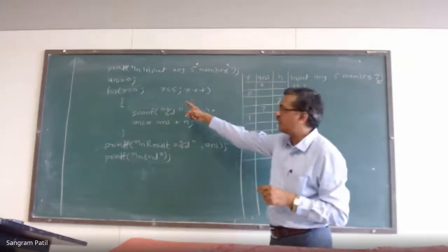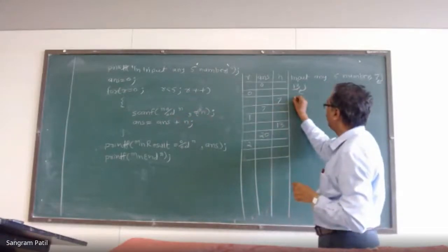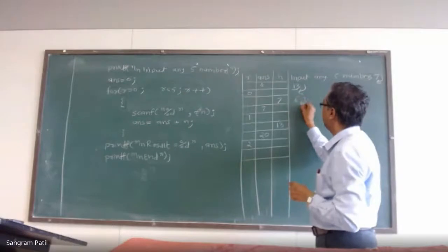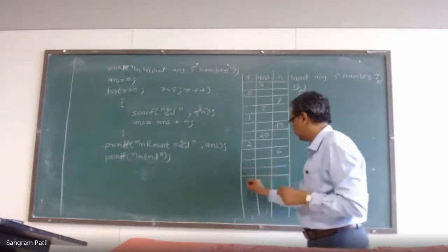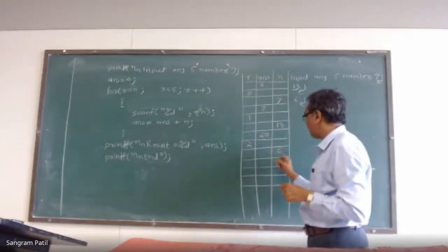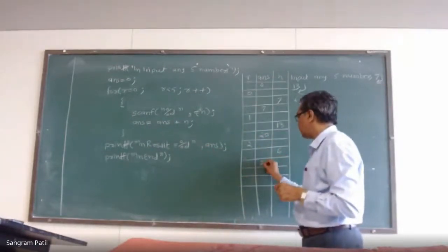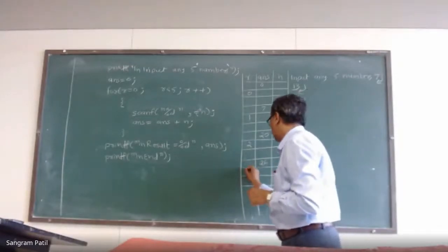Less than 5, yes. Curly bracket, scanf. Again it gives a blinking cursor. You have to input the value. If you input 6 and press the enter key, that 6 will be given to n. Then answer equal to answer plus n. 20 plus 6, 26. Like this it will take the next value.